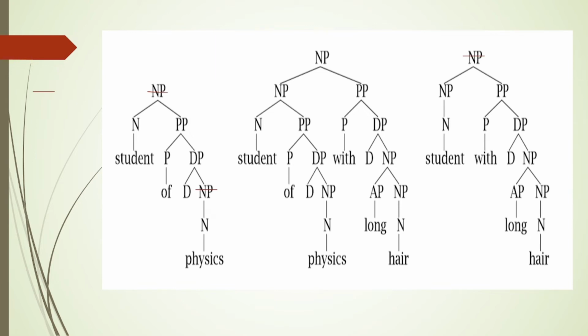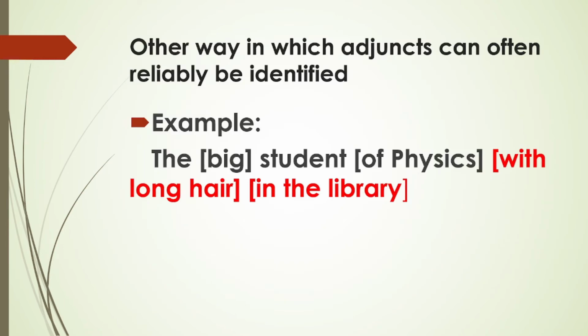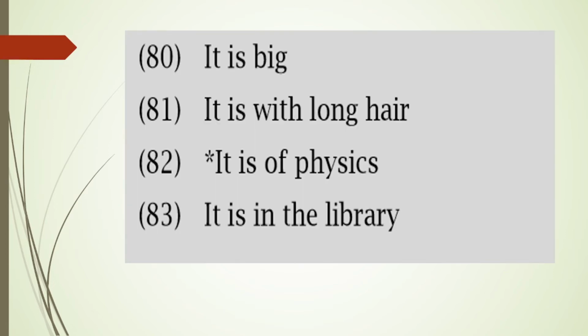There is another way in which adjuncts can often reliably be identified, similar to what we saw in the case of verbs. Consider this example. The big student of physics with long hair in the library. Are these four bracketed constituents arguments or adjuncts? It is possible to say of this thing that it is X if X is an adjunct, but not otherwise. This provides a different way to help decide whether a constituent is a complement or an adjunct.